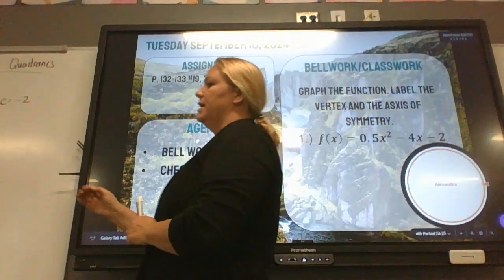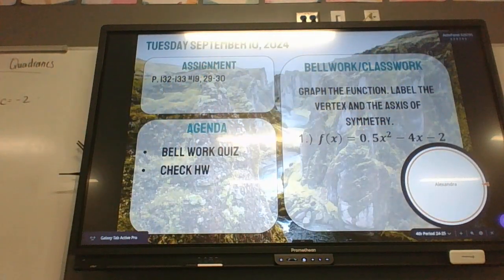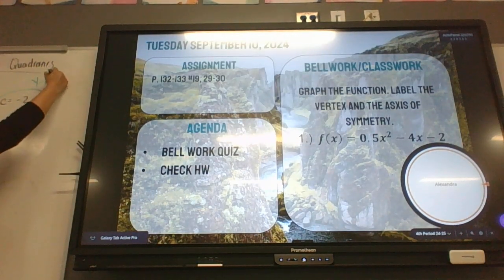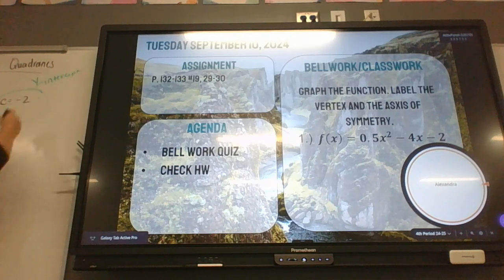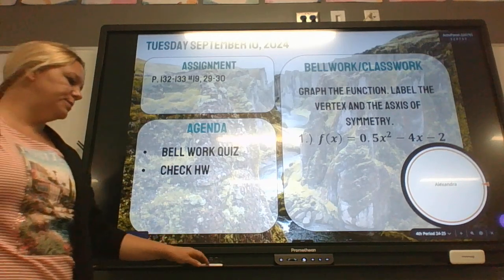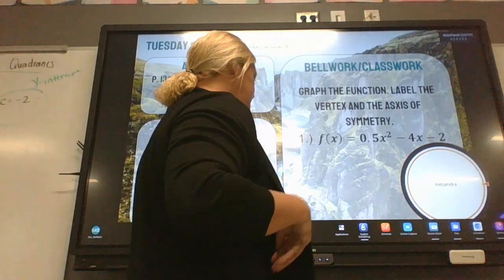Alexandra, could you tell me out of A, B, and C, which one is the y-intercept? C is the y-intercept. So I'm going to circle C. It has a special place in our graph. It is the y-intercept. Good. I'm going to go ahead and set up a graph.